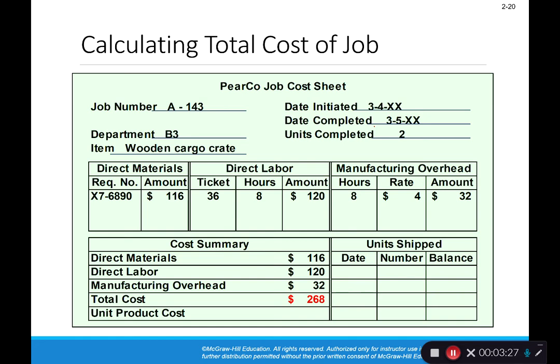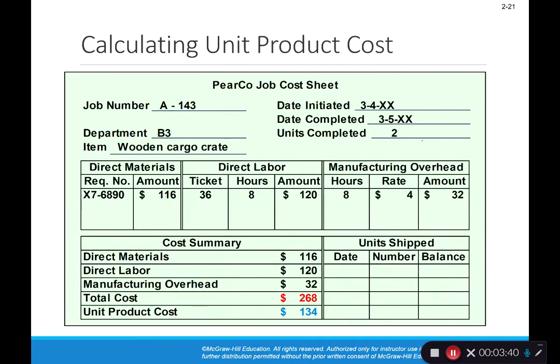It says the units completed were 2, so in order to figure out what our product cost is on a unit basis, I hope you can imagine, all you do is take your total cost divided by the units. So that's where we get the 134. It's 268 divided by 2. It's the total cost divided by the total units. And that gets us our cost per unit.